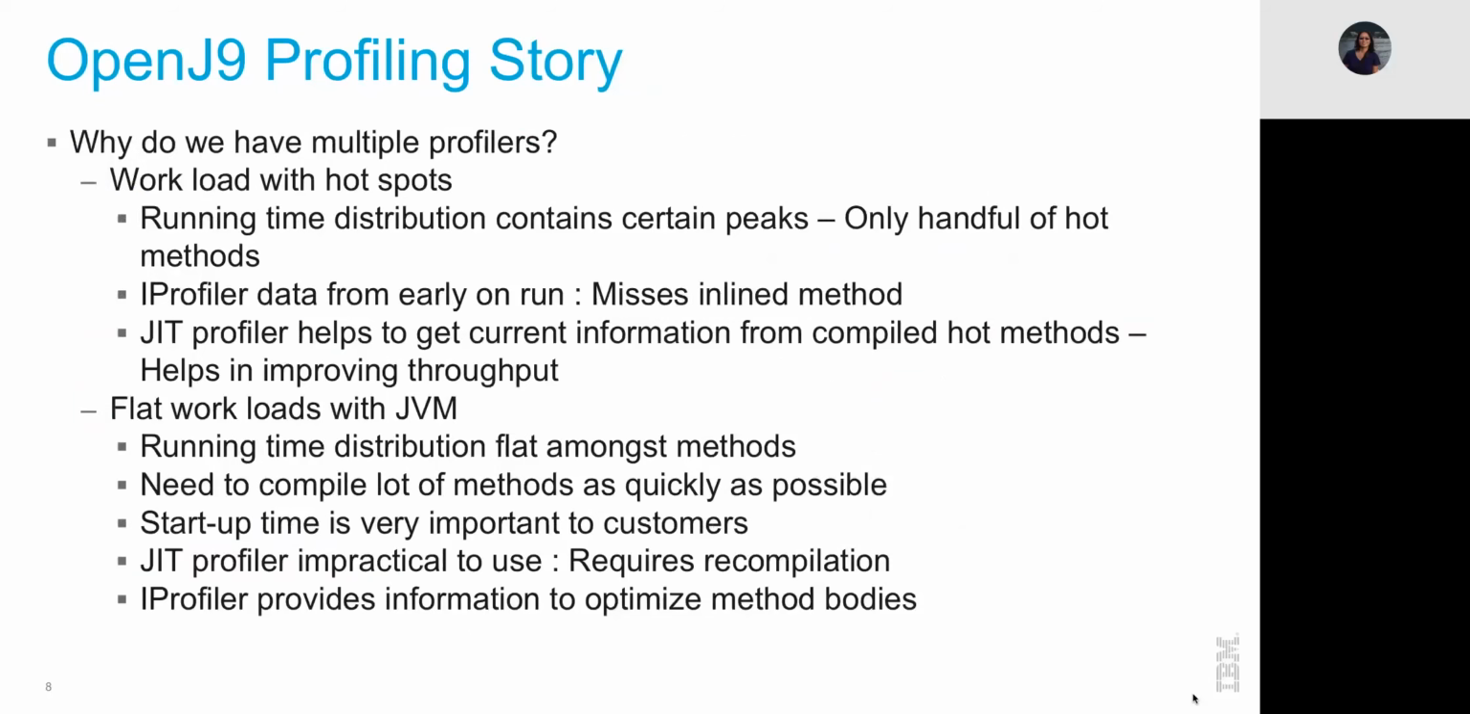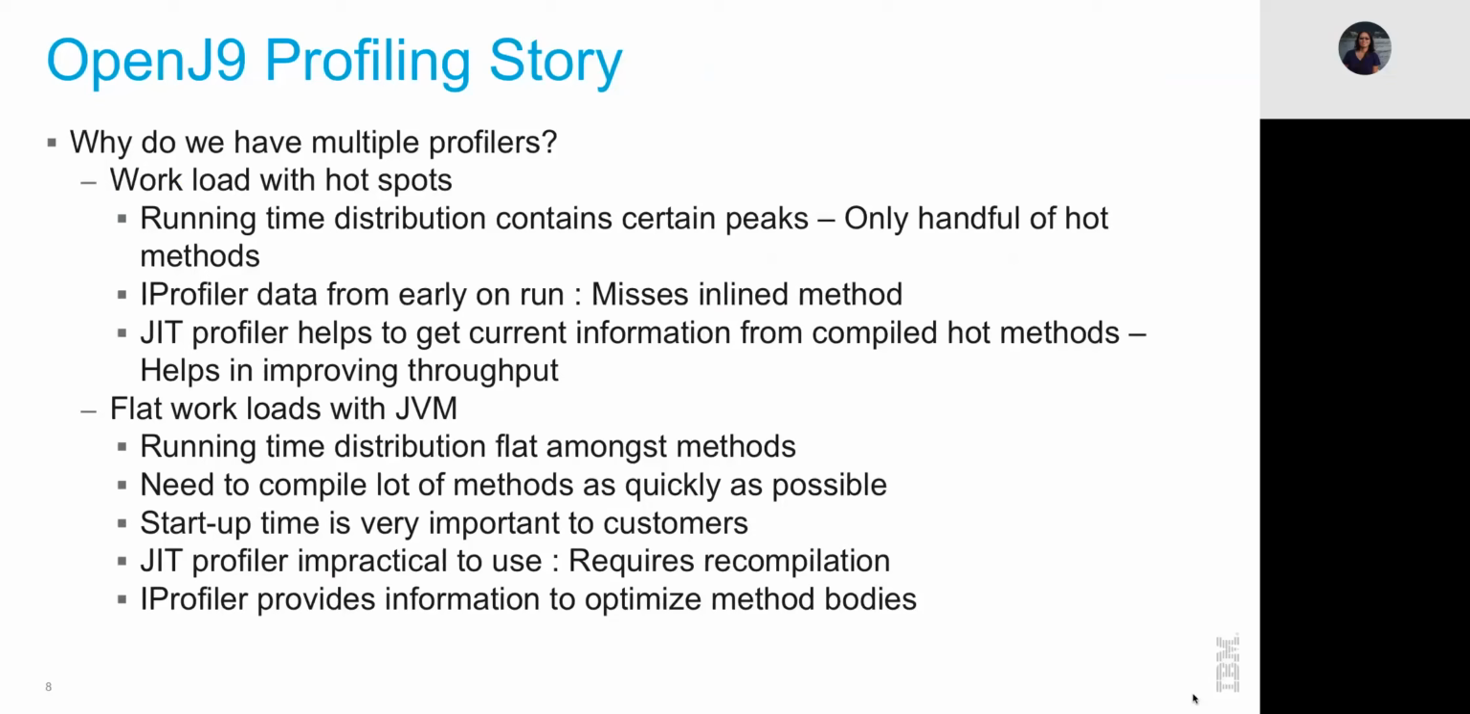A workload with hotspots. A significant amount of application running time is spent in a handful of hot methods in this type of workload. This handful of hot methods will be compiled to native code and might inline some other methods as well. So to get the real current context about an application, data collected from IProfiler early on in the run might lack the information about inlined methods. So JProfiler comes in here because it can add instrumentation in compiled code, and it provides us the current information that we need to recompile these methods to help us improve throughput.